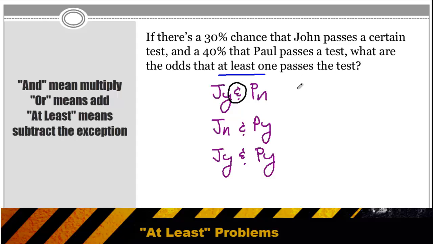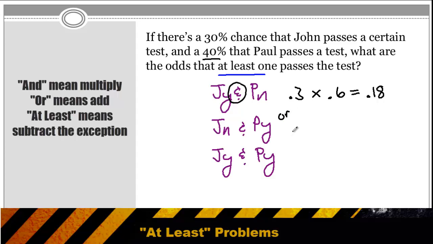So John has a 30% chance of passing. I can write that as a decimal of 0.3. Paul has a 40% chance of passing, which means the odds that he does not pass must be 60%, which I can write as 0.6. Since I want John to pass and Paul to not pass, I'm going to multiply their individual chances. So there's a 0.18 or 18% chance that John passes and Paul does not.